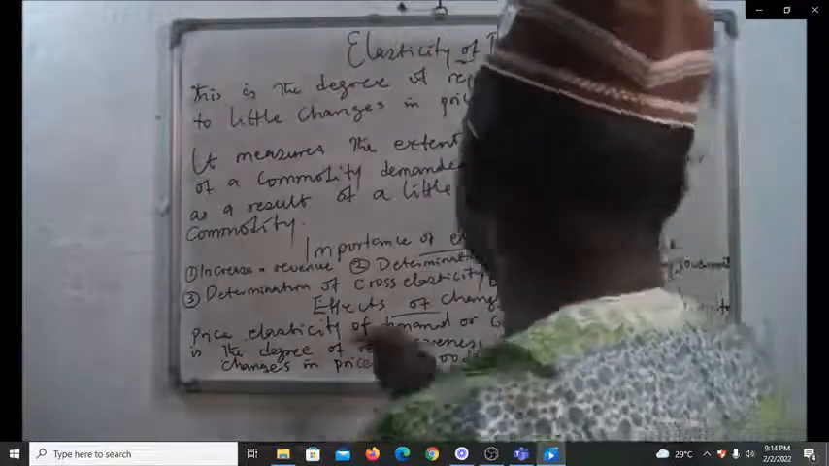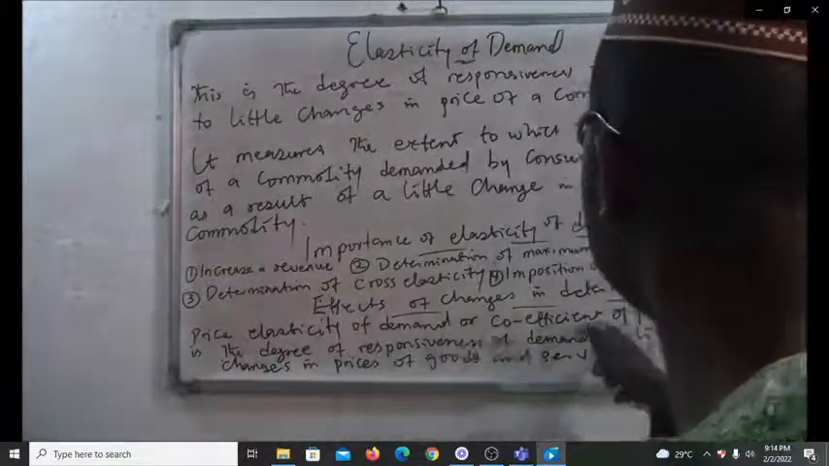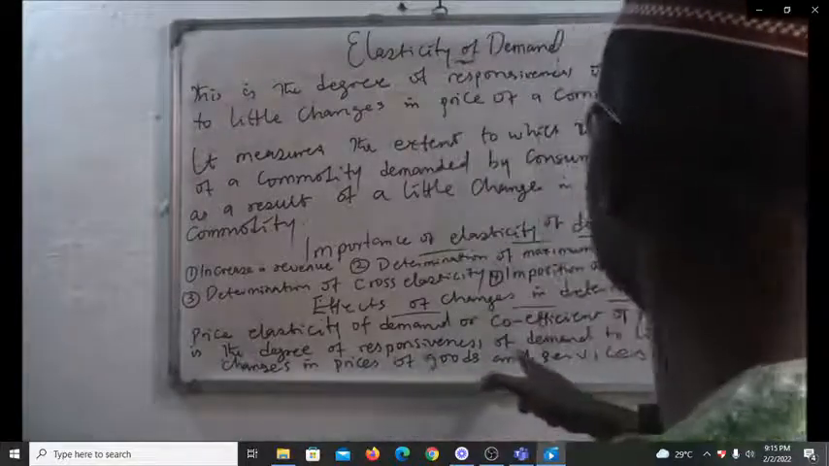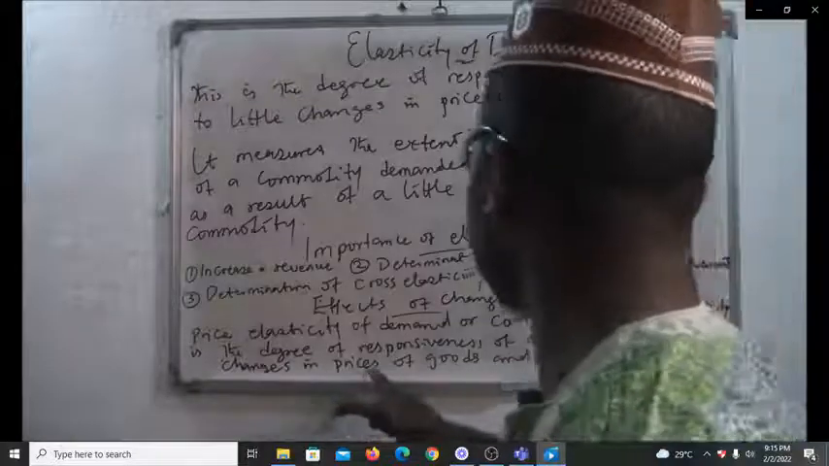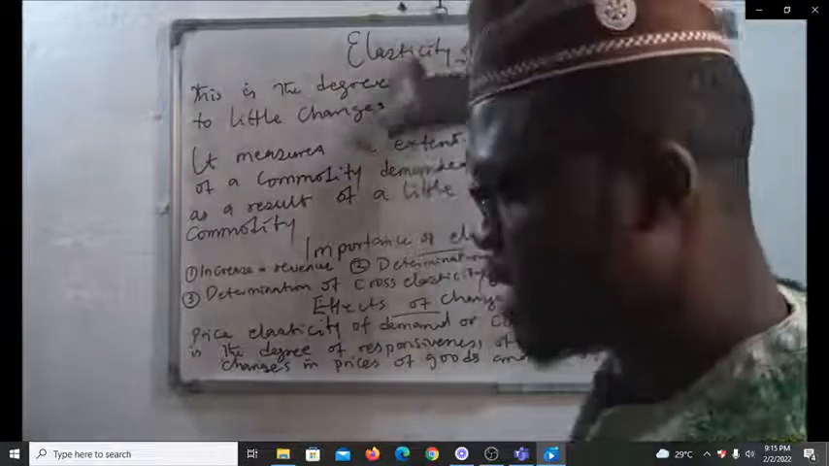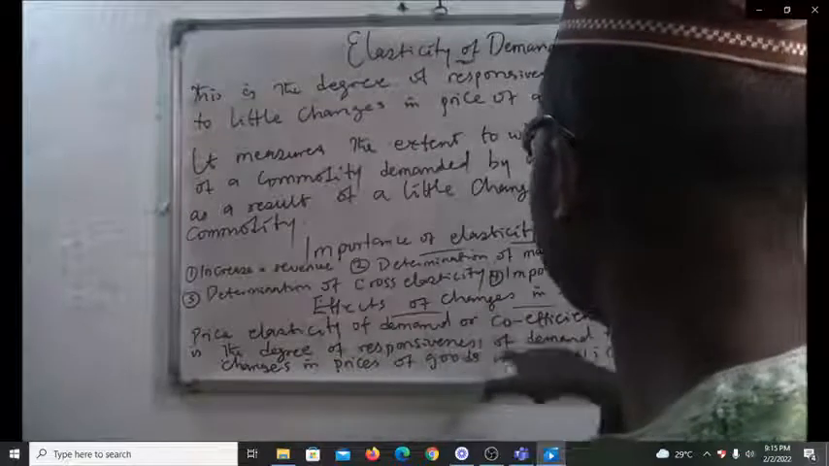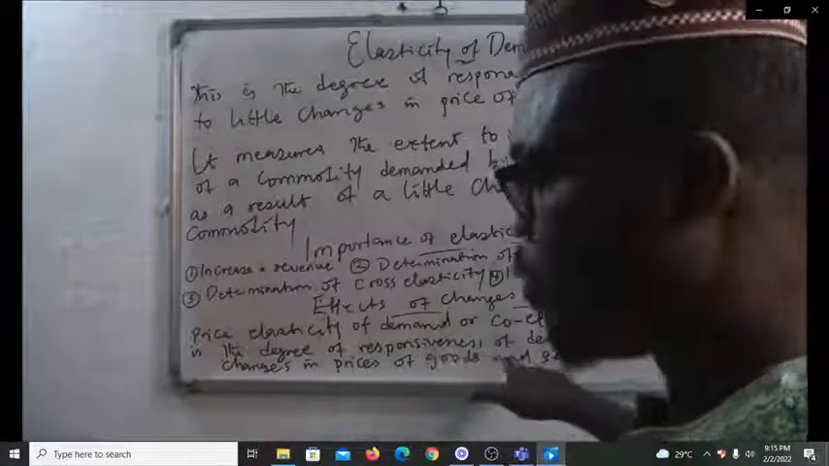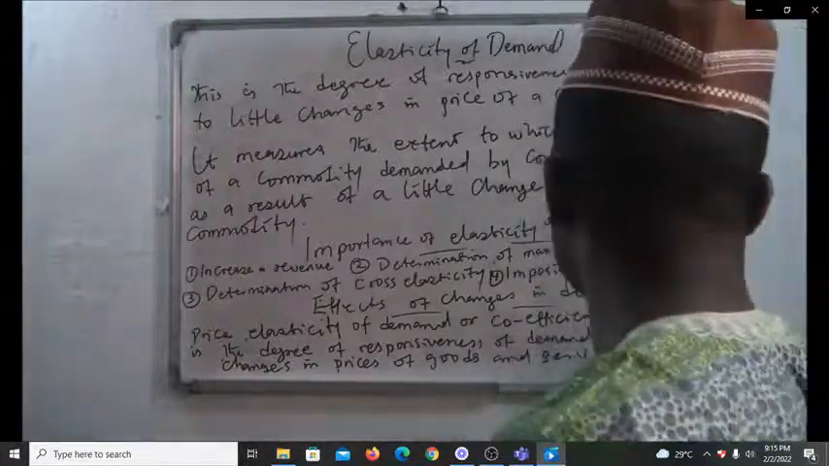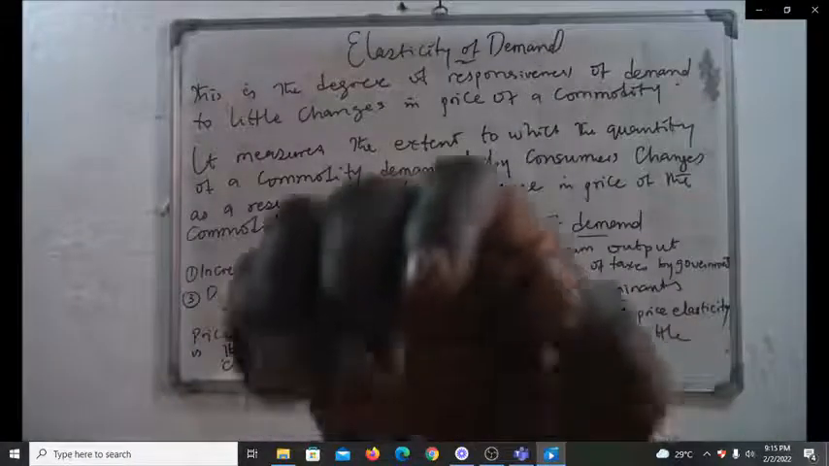You understand? Now, effects of changes in the determinant. Price elasticity of demand or coefficient of price elasticity is the degree of responsiveness of demand towards little changes in price of goods and services. This is what we explain to be the meaning of elasticity. You understand? So, the changes in price has a lot to do with the changes in the quantity of goods demanded, which we are going to explain in further class. We'll be looking at coefficient of price elasticity. Is that clear? Coefficient of price elasticity.